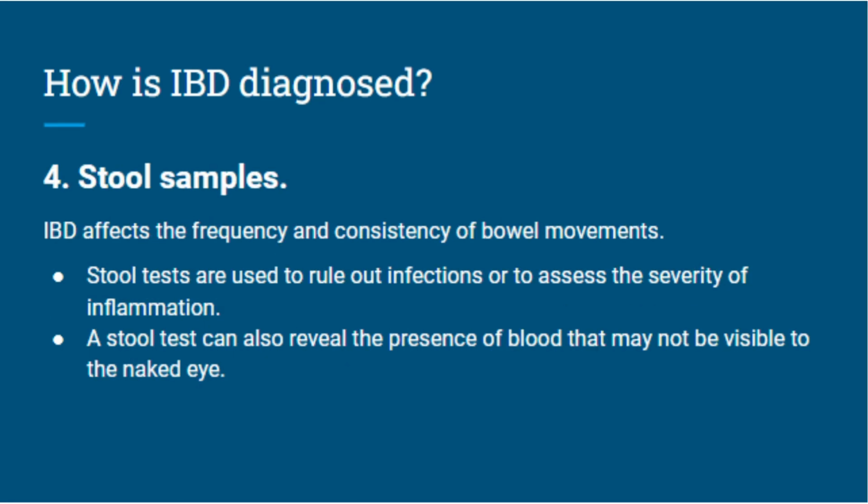Step 4. Stool samples. IBD affects the frequency and consistency of bowel movements. Stool tests are used to rule out infections or to assess the severity of inflammation. A stool test can also reveal the presence of blood that may not be visible to the naked eye.